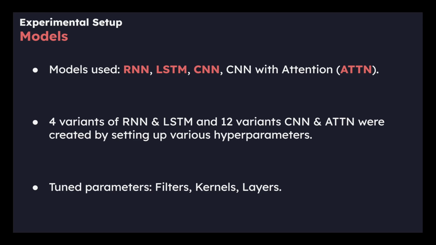And for the architectures, we then generated 4 variants of RNN and LSTM, and 12 variants of CNN and attention. And how we created these variants was by tuning a couple of hyperparameters like filters, kernels, and layers across the board.